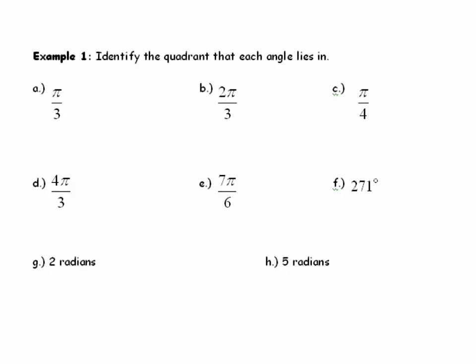So picking up where we left off, you guys ready to check? This guy's quadrant 1. Did you get it right? Quadrant 1? Sweet. This guy was quadrant 1 if you got it right. 2 pi over 3 is quadrant 2. Pi over 4, that's your 45-degree angle, that's quadrant 1. 4 pi over 3 was quadrant 3. 7 pi over 6 is just past 6 pi over 6, so that's quadrant 3. 271 degrees is just past 270.